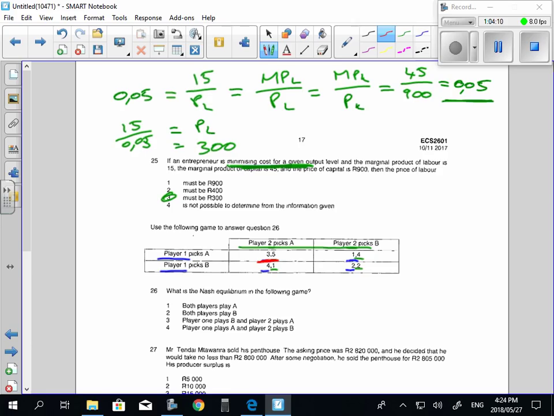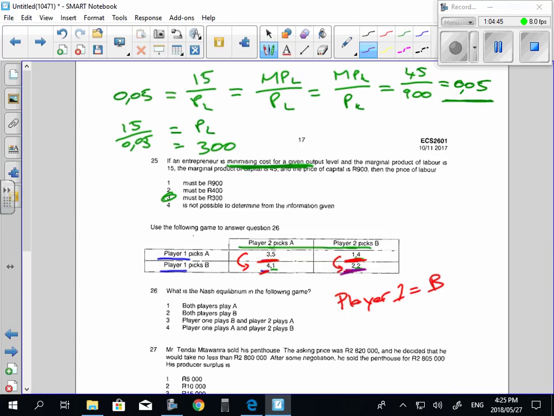So now player 1 is earning 3, but if player 1 picks B, suddenly he's going to earn 4. So it's his dominant strategy to pick B. If they had started over here, again, player 1 would earn 2 instead of 1, which is obviously greater. So for player 1, his dominant strategy is B.